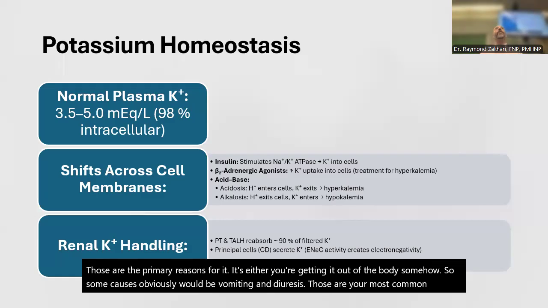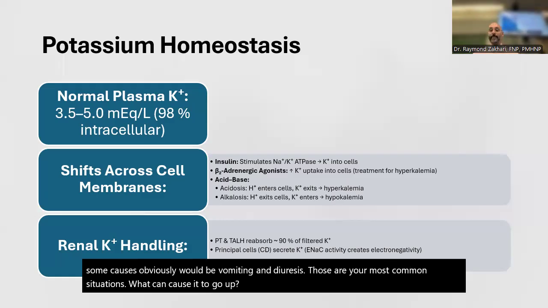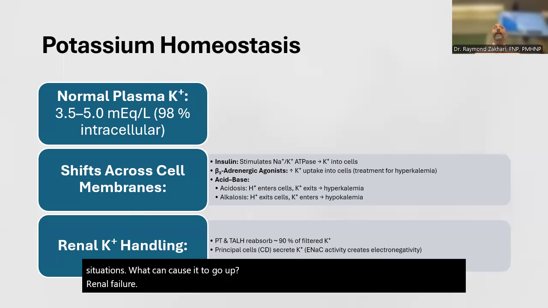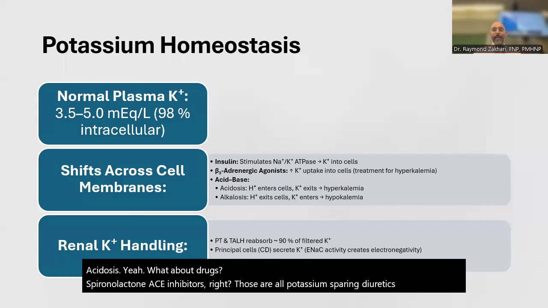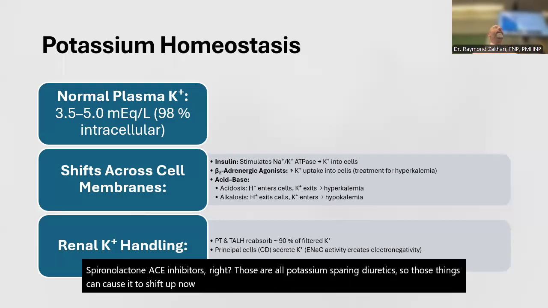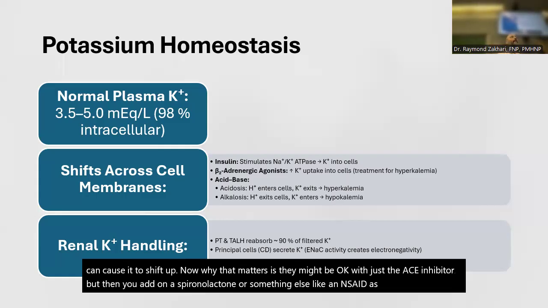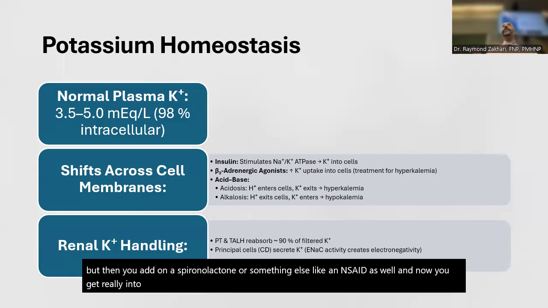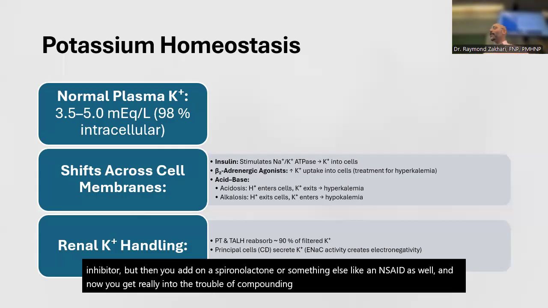What can cause it to go up? Renal failure, acidosis, yeah. What about drugs? Spironolactone, ACE inhibitors, right? Those are potassium-sparing diuretics. So those things can cause it to shift up. Now, why that matters is they might be okay with just the ACE inhibitor, but then you add on a spironolactone or something else like an NSAID as well. And now you get really into the trouble of compounding medications that can cause adverse effects.